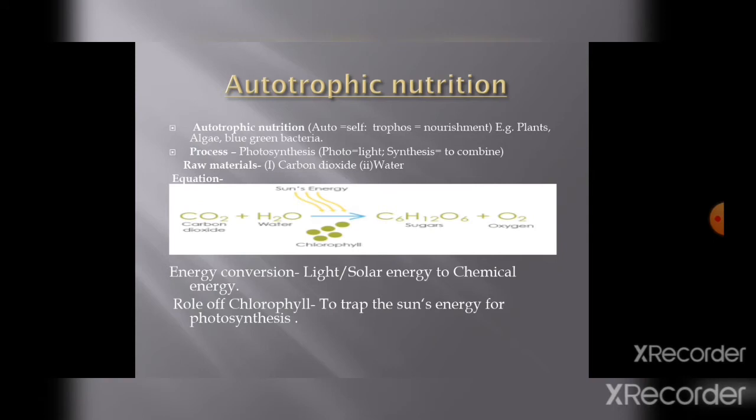First, autotrophic nutrition. When we see autotrophic nutrition, auto means self and troph means nourishment. So they make their own food, for example plants. The process is known as photosynthesis, where photo means light and synthesis means to combine. So it is the combination of raw materials in the presence of light, and the raw materials are carbon dioxide and water.